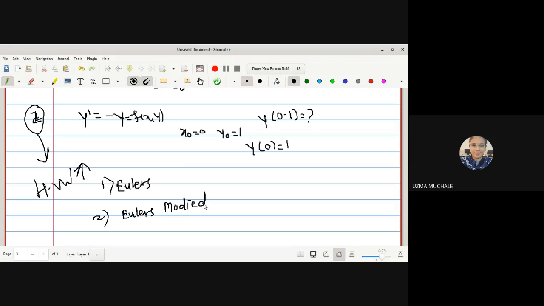Now, one may have a question: how to solve this example using Euler's and Euler's modified method? At that time, you have to consider h is equal to 0.1. Only this one you need. Correct?